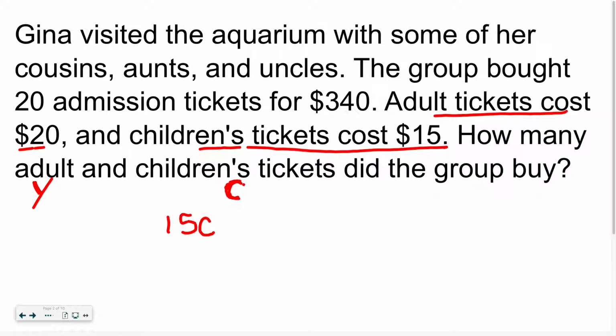That the cost for the 20 admission tickets was $340. The total cost for all the tickets was $340. Can I represent any of that information as an equation? Let's go back to what Max said. What did Max say? That there were 20 admissions. So Max said that there were 20 tickets total. So how can we show that as an equation?